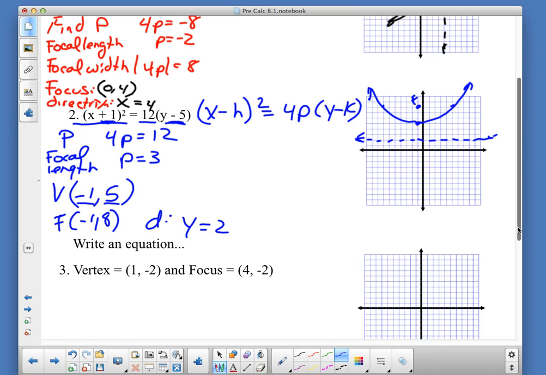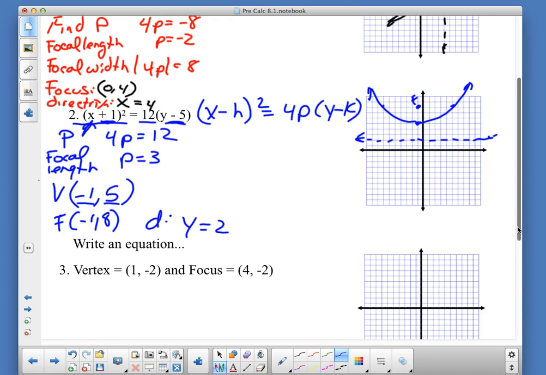How do I find the axis itself? Well, the thing is, when I get the vertex and I have p, it automatically gives me my axis, whether it's a horizontal axis or vertical axis. And I decide horizontal or vertical based on that.